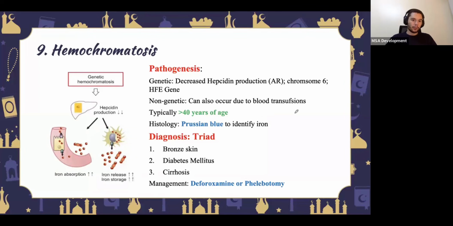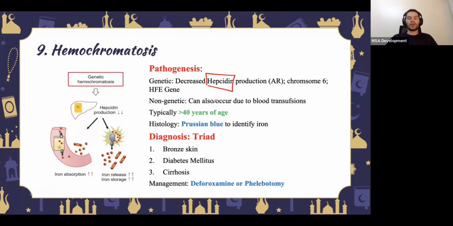So Wilson disease, you have accumulation of copper. Hemochromatosis is where you have accumulation of iron. Now, again, it is a gene mutation in chromosome number 6. The gene is called HFE, right? Which essentially leads to decreased production of hepcidin. So in normal condition, what does hepcidin do? Hepcidin controls iron absorption or iron in the blood.